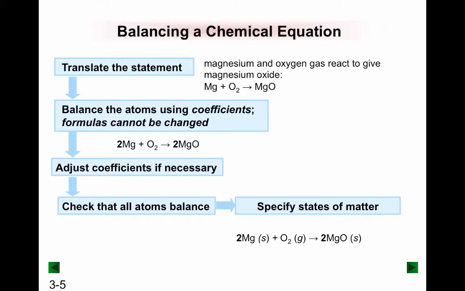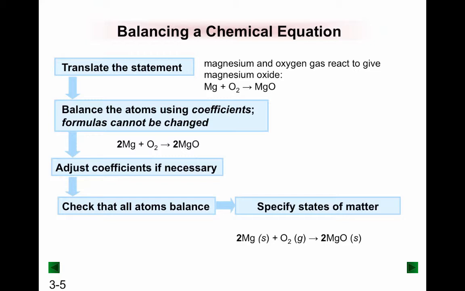Now let's put these steps to work by writing and balancing the chemical change that takes place when the flashbulb flashed. Let's refresh our memory as to what our chemical statement told us about this reaction. Magnesium wire reacts with oxygen gas to produce a powdery magnesium oxide.